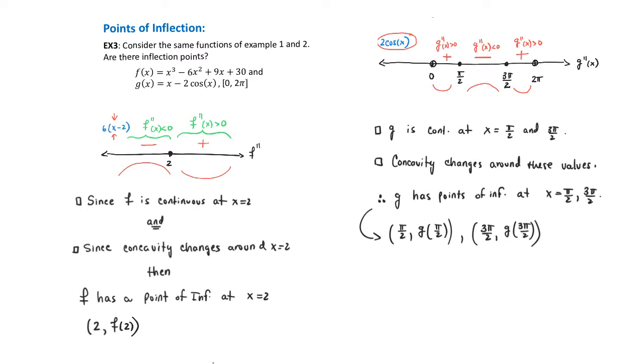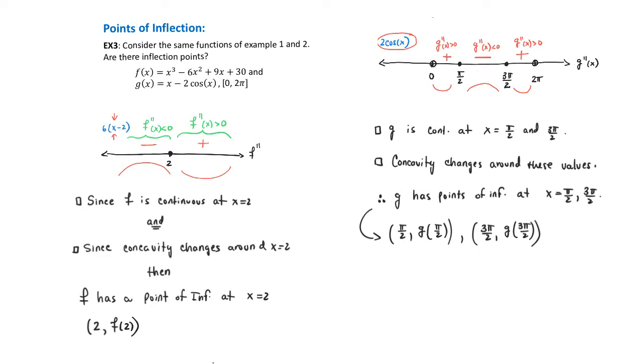And if you had to calculate those values, then it becomes a simple algebraic approach. You're going to go to g of x and plug in pi over 2 for x, pi over 2, take your time, do the calculations, and you're going to have your y value.